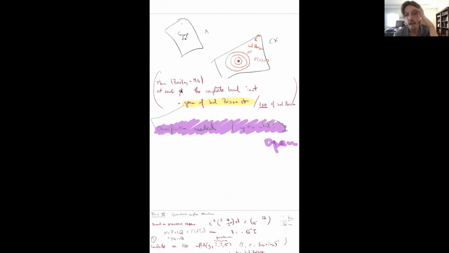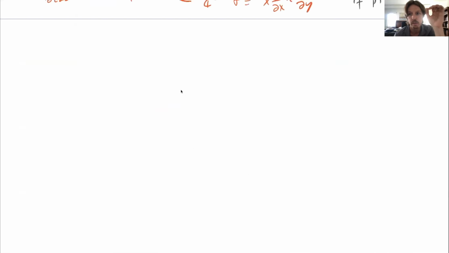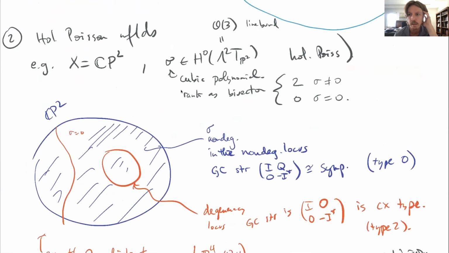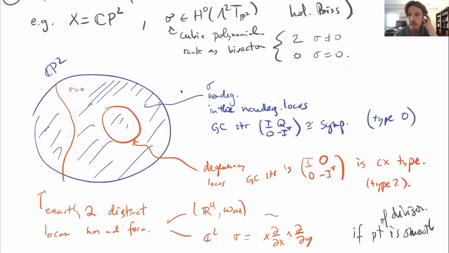Can I ask something else? You mentioned, I didn't fully get it, that for these holomorphic Poisson tensors, you have some canonically associated vector field on the vanishing locus. I'm not familiar with this. What is it?